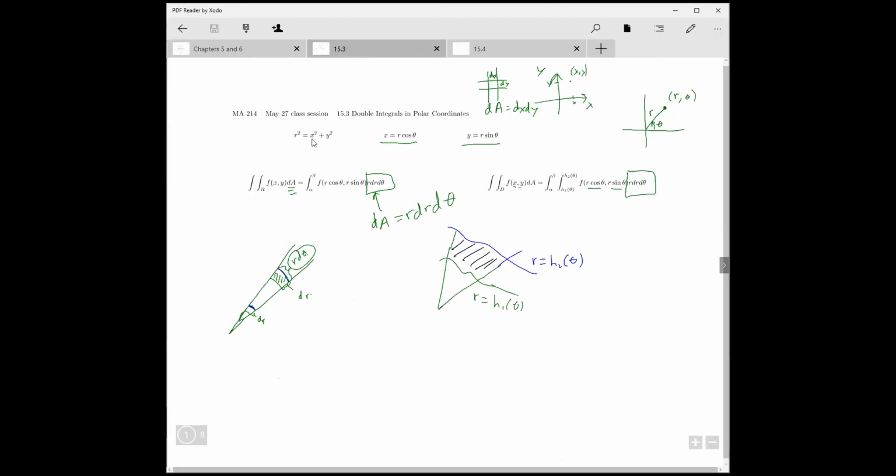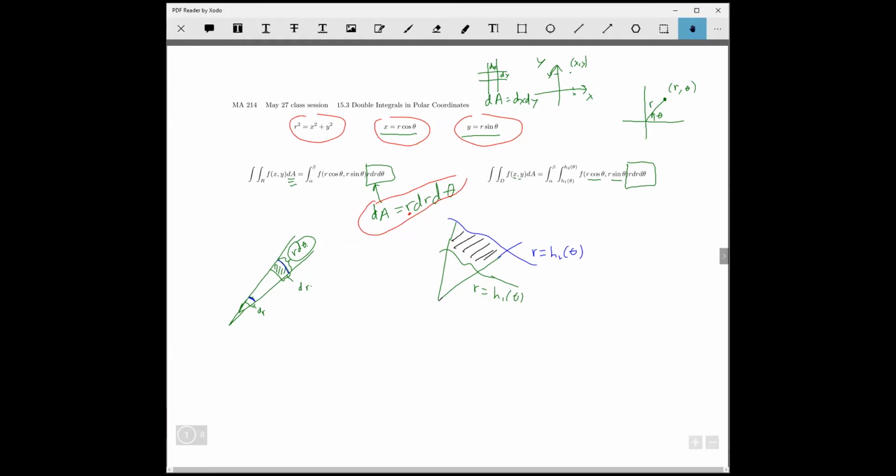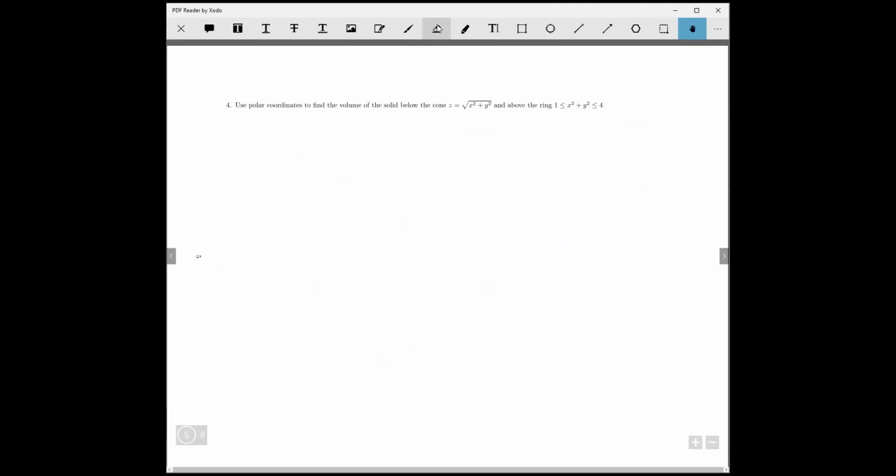You make the change like that. So these are the key points. Just to refresh your memory, it's those substitutions there, and then dA gets replaced by r dr d theta because of this right here. Okay, so those are the keys to that. So let's go ahead and look at this problem here.